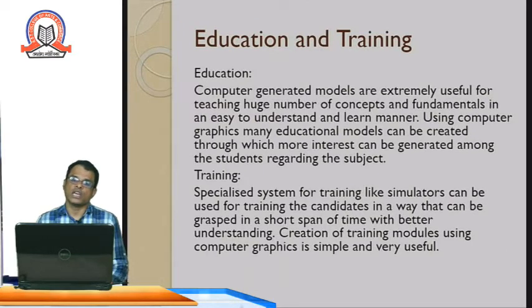Then of course education and training. Right now we are using graphics. Computer generated models are extremely useful for teaching a huge number of concepts and fundamentals in an easy to understand and learn manner. Using computer graphics, many educational models can be created through which more interest can be generated among the students regarding the subject. If any difficult concept is there and that concept is shown to you with the help of computer graphics with some small animation, then it will be more clear to you.